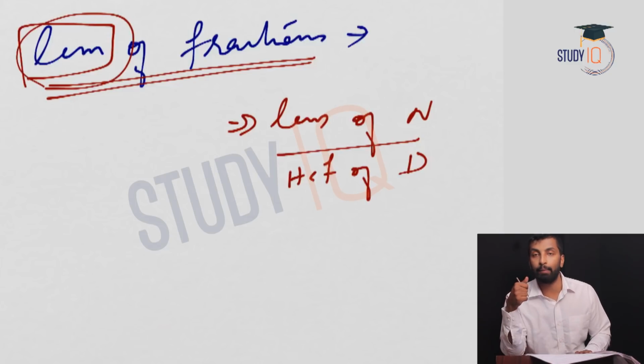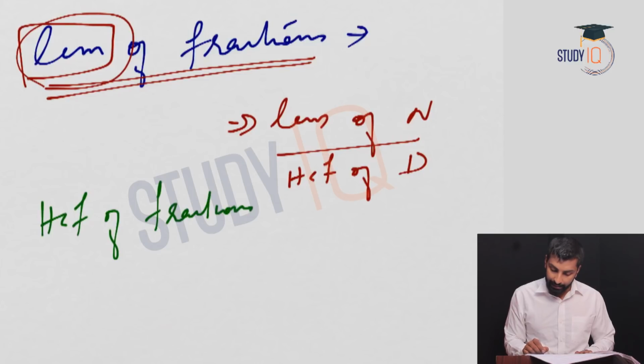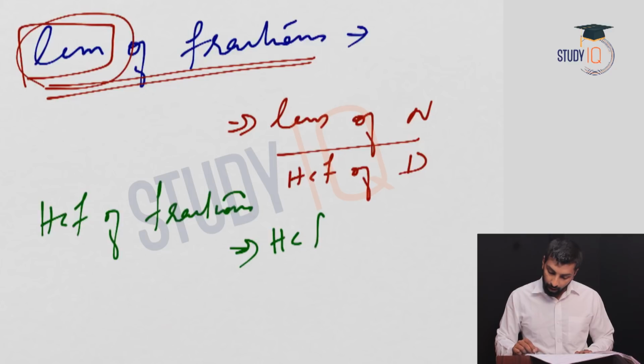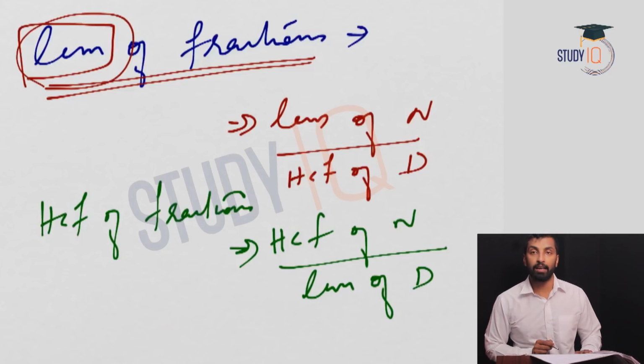Now obviously you can tell me, what if you need to find HCF of fractions? What will be the answer? What will be the numerator? HCF of numerators divided by LCM of denominators. So no need to have any confusion.